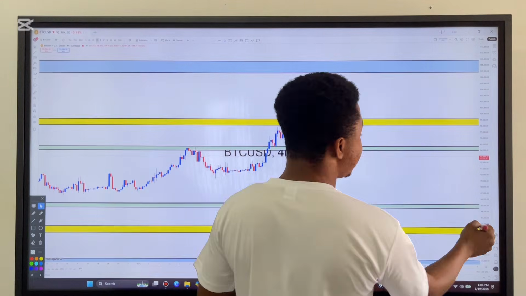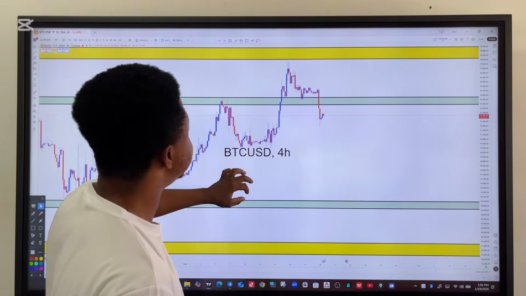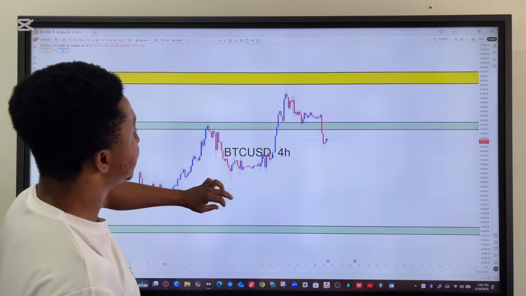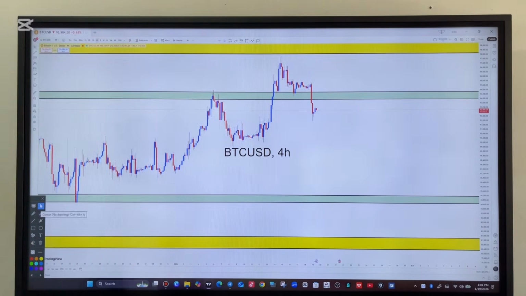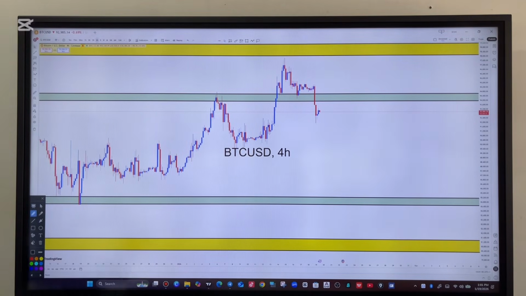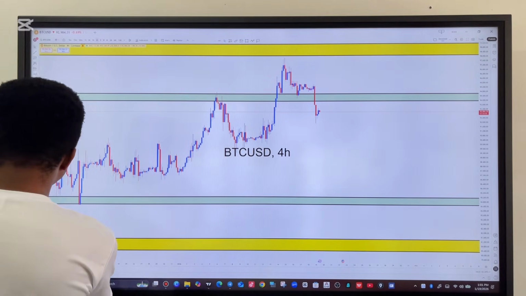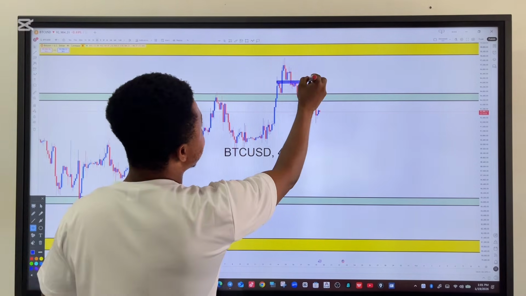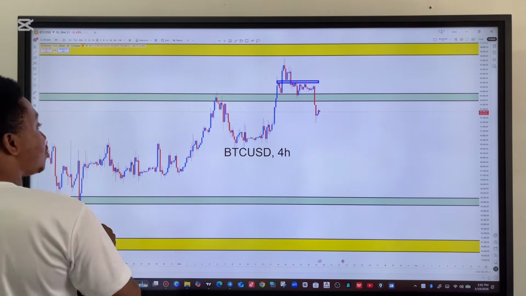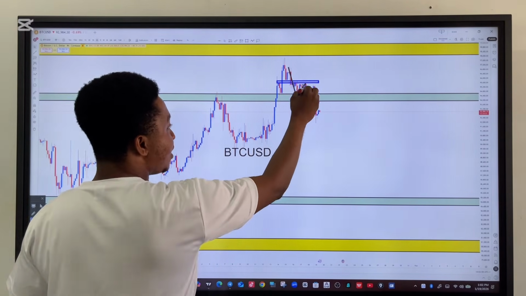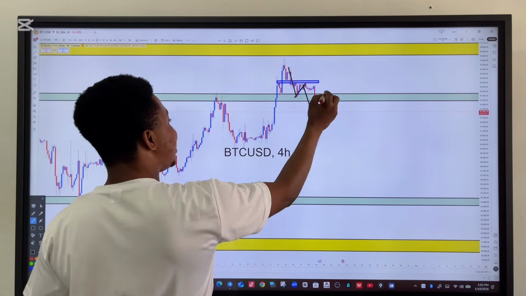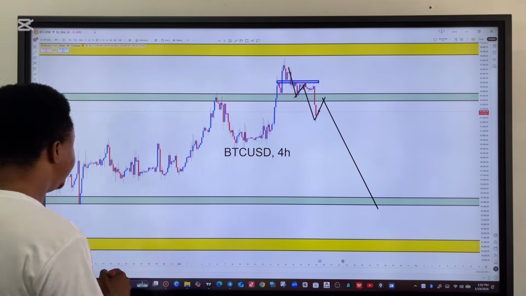Alright, so this is the 4-hour time frame of BTCUSD. Now BTCUSD on the 4-hour time frame, this is how we are going to pick our entry. Let's explain. On the 4-hour time frame, price is currently in a downtrend. This is where the downtrend began. Alright, we saw a push below giving us a lower low. This is a lower high. This is another lower low. We are expecting the next lower high before entry to the downside.